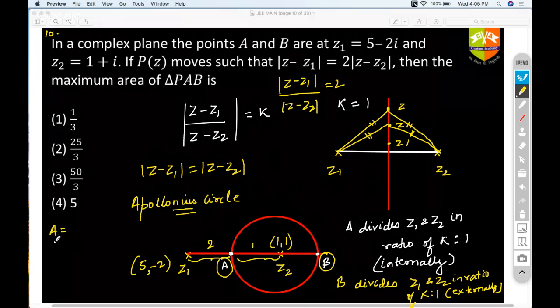Of course we can. We can use the section formula to get the coordinates of A. So that's going to be 2 into 1, 1 into 5, that's 7 upon 3, comma 2 into 1 and 1 into negative 2, that's going to be 0. So A is going to be 7 by 3 comma 0. Similarly, we can easily find out the coordinates of point B by using our external division formula.